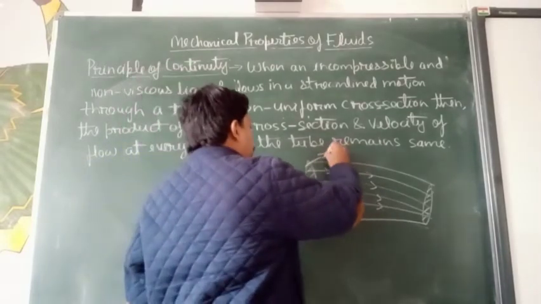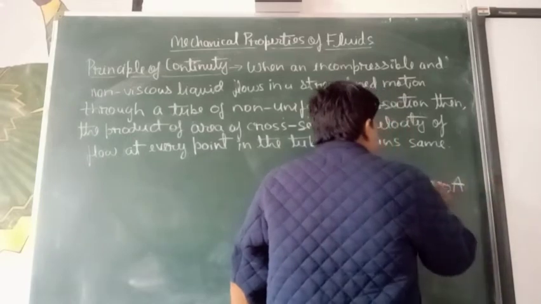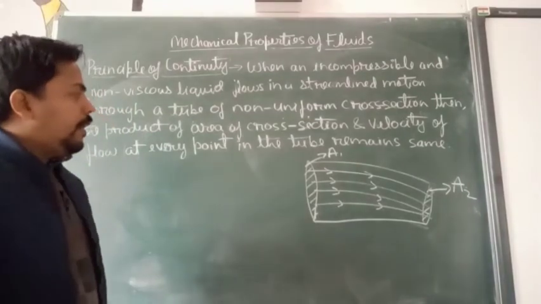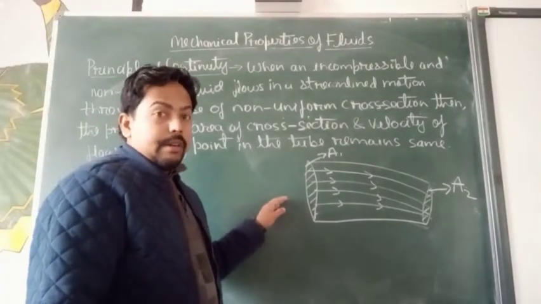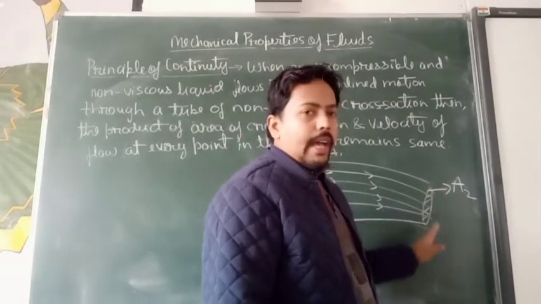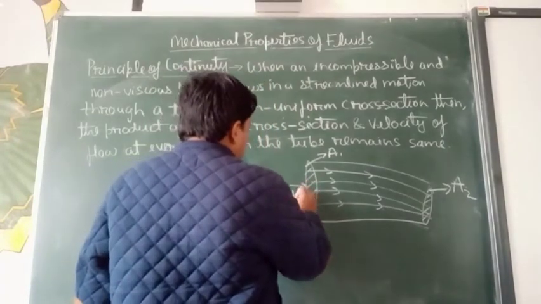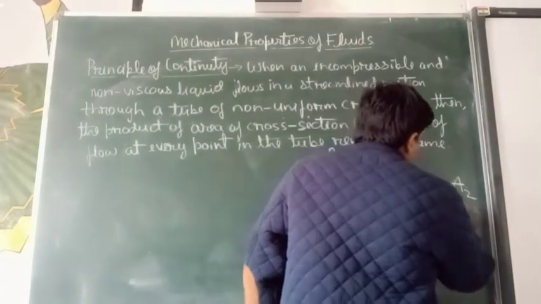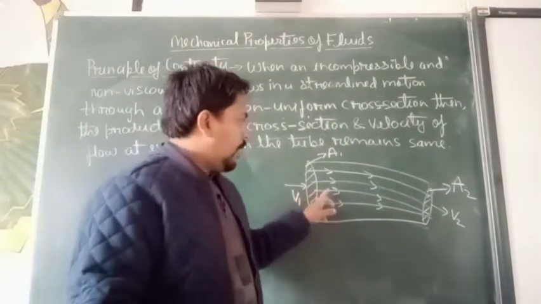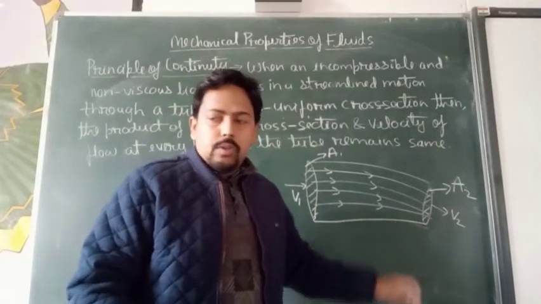Let this face be of area A1, and let the other face from where it is going out be A2. While entering it may have some velocity, and at the other point where the area of cross-section A2 lies, there will be a different velocity. So let the velocity here be V1 and the velocity here be V2. We have studied in the case of streamlines also that the velocity varies if I consider two different points on the same streamline.